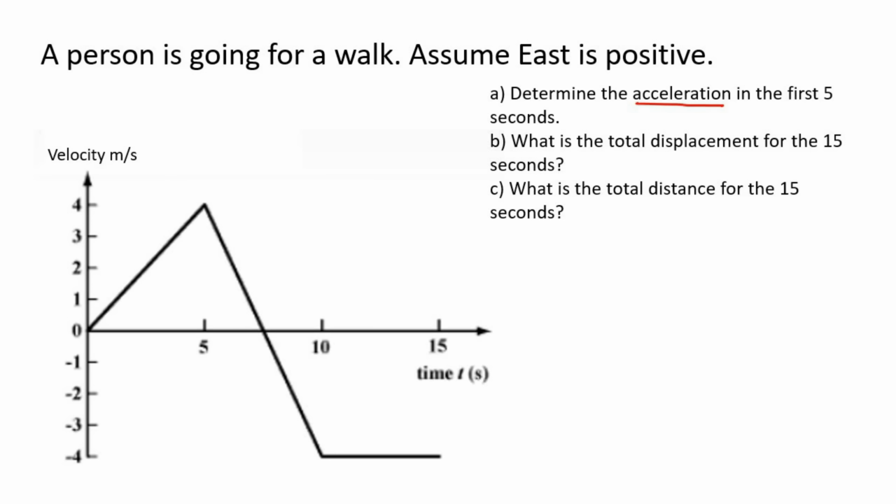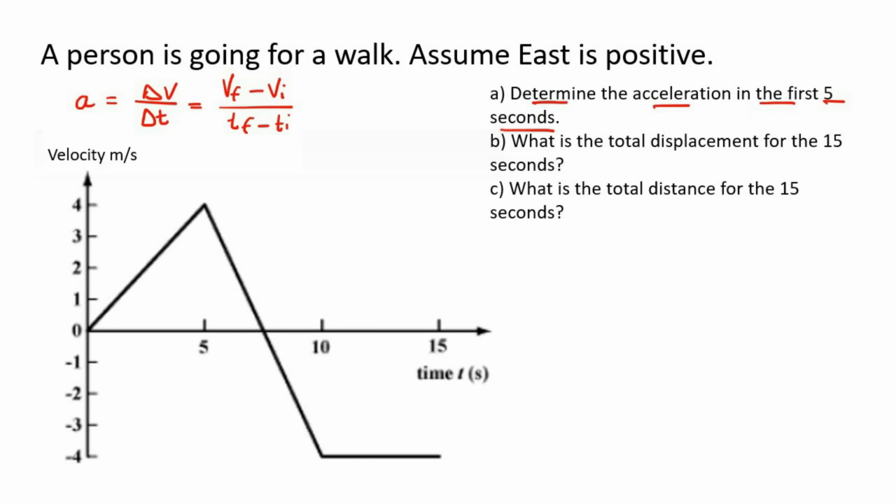Okay, so we've learned that acceleration is equal to the change in velocity over change in time. And when we expand that formula, it's the final velocity minus the initial velocity over the final time minus the initial time. Now, when they say final and initial, I don't want you to just think start and finish. No, it depends on where they are talking about. So they say determine the acceleration in the first 5 seconds.